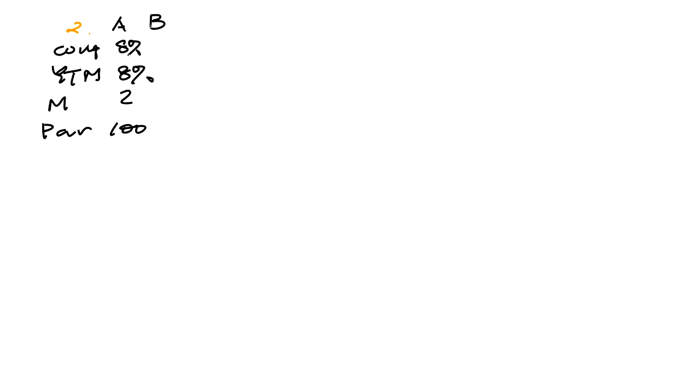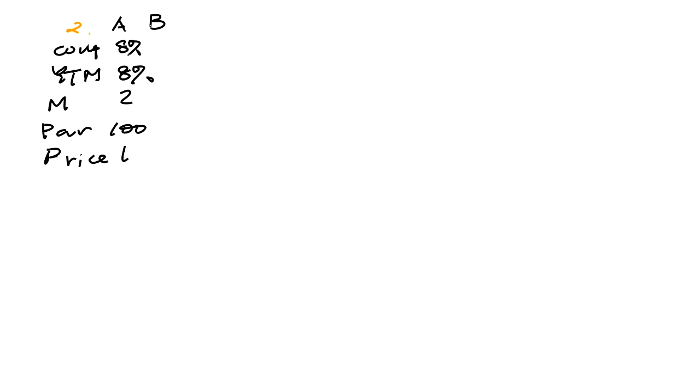Okay, so we have bond A and bond B. A has a coupon of 8% and a yield to maturity of 8%, so it should be trading at par. Maturity is 2 years, par is 100, and price is 100.